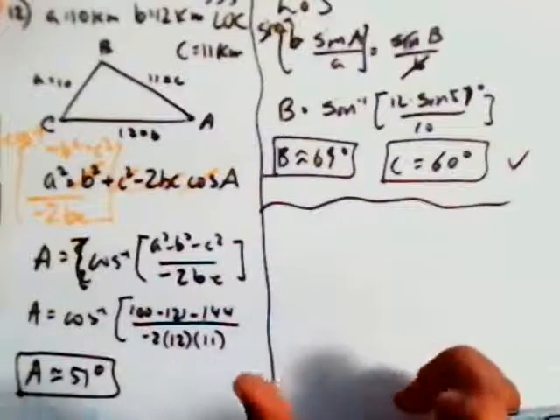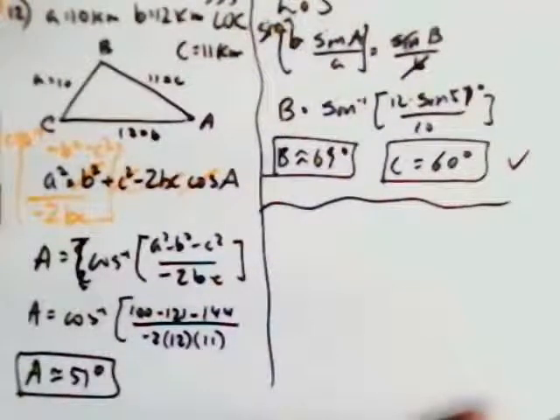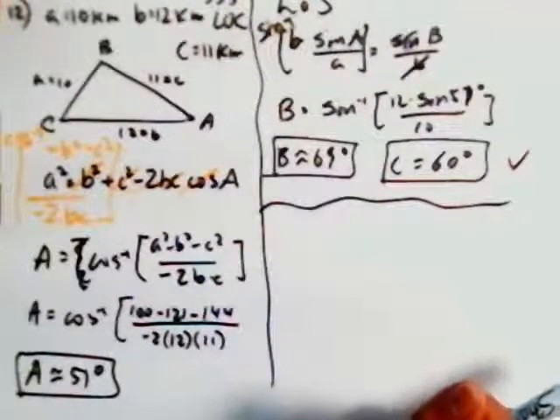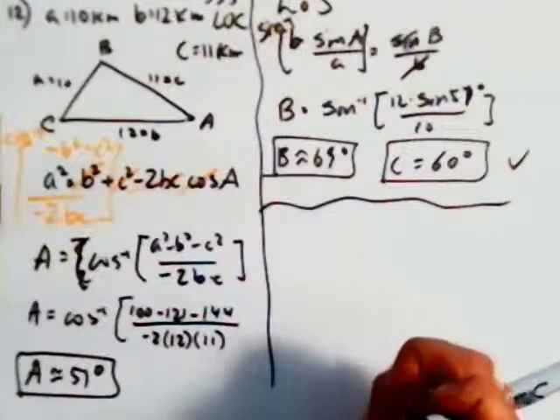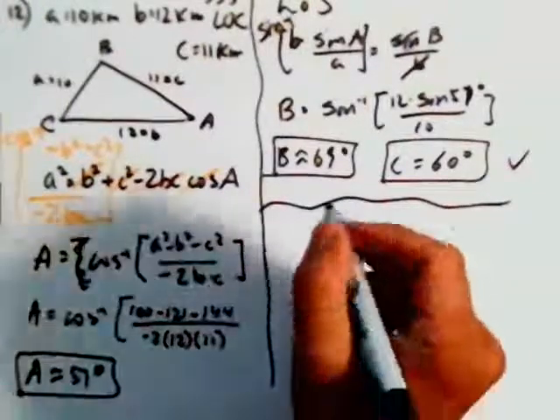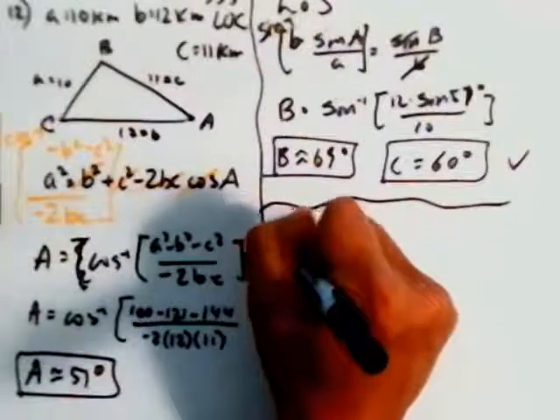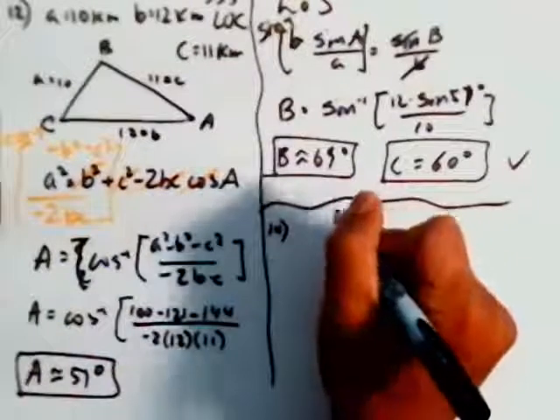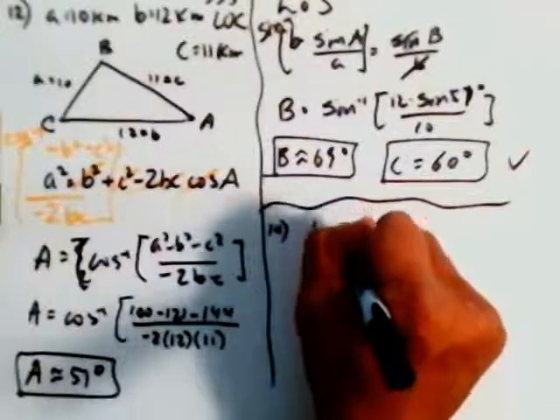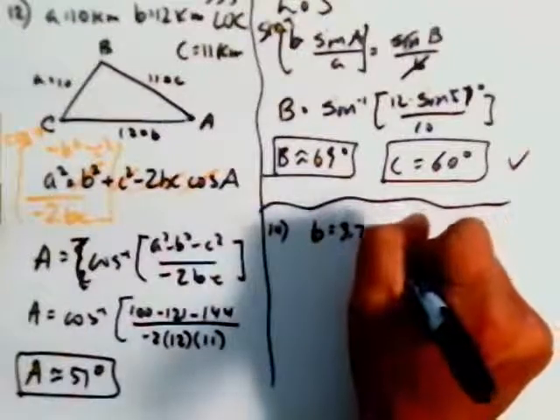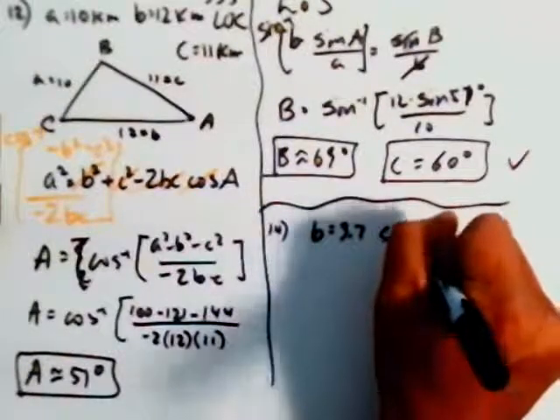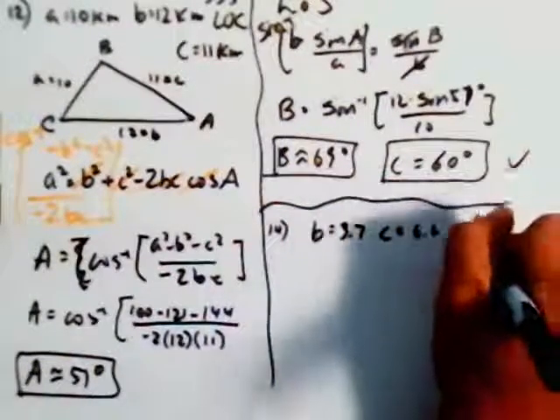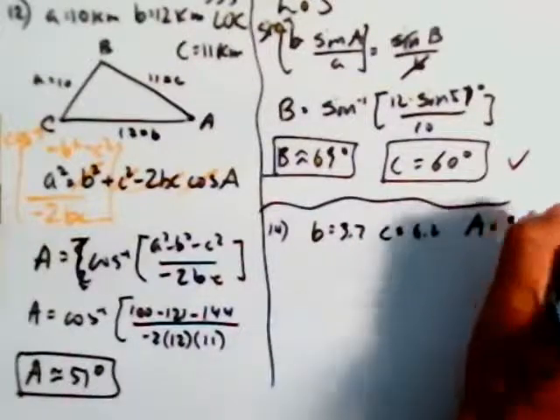Number 14, find all missing parts of the triangle. So this is 14. B is equal to 3.7, little c is equal to 6.2, and big A is equal to 35 degrees.